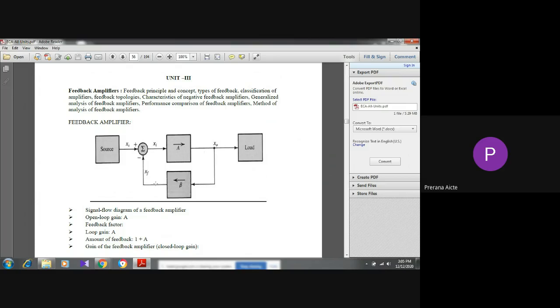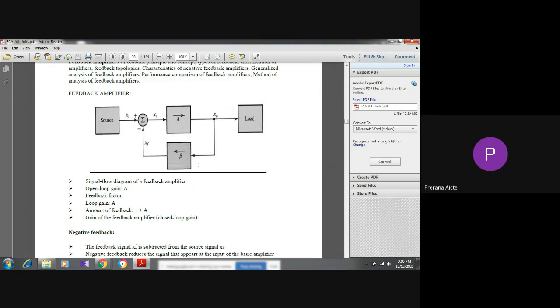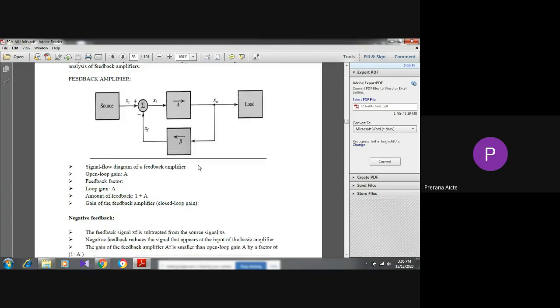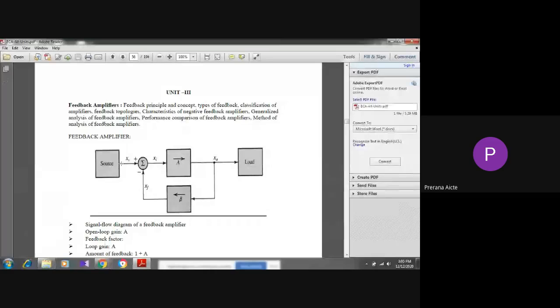Now, types of feedback. Basically, we have two types: positive feedback and negative feedback. Positive feedback means the input signal and output signal are both in phase, that means the phase angle is either 0 degrees or 360 degrees. That feedback is called positive feedback. If the phase angle is 180 degrees, that means out of phase, that is called negative feedback.